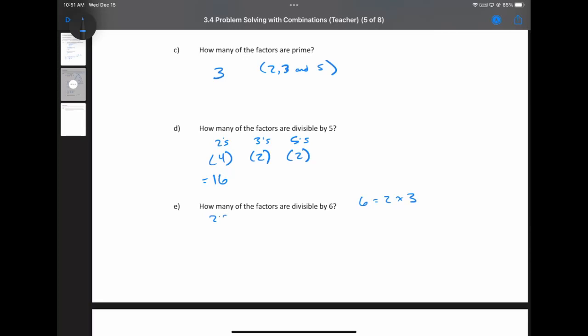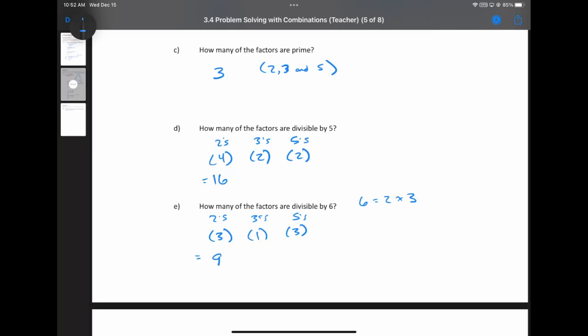So for the 2s, we had 3 2s, which means we have to choose 1, 2, or 3 of them. So we have 3 options. No 2s is not an option. For 3s, no 3 is not an option, so we must choose the 3. And for 5s, we can choose 1, 2, or neither of them, so that's 3 of them. And that gives us a total of 9 possible options, or 9 factors that are divisible by 6. Now, again, you'll notice there was no -1 at the end because you can't have a case where you've selected nothing if we've guaranteed a 2 and a 3 are there.